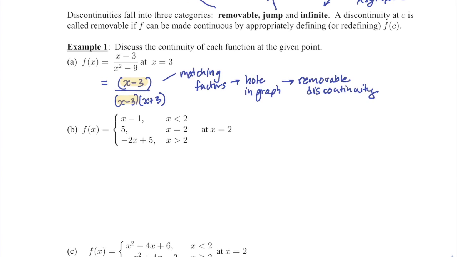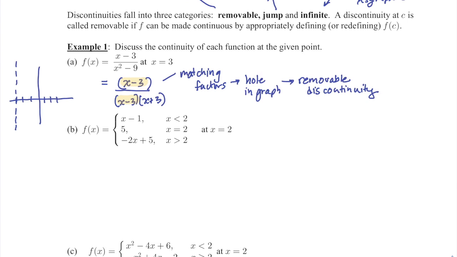So when you see matching factors in the numerator and the denominator like that, that tells you there's going to be a hole in the graph, and that's a removable discontinuity. Right? So that graph, if we wanted to think carefully about it, is going to have a vertical asymptote at x equals -3, because that's a 0 of the denominator and it's not repeated in the numerator. There's going to be a hole in the graph where x equals 3.